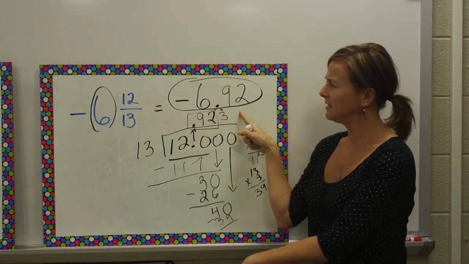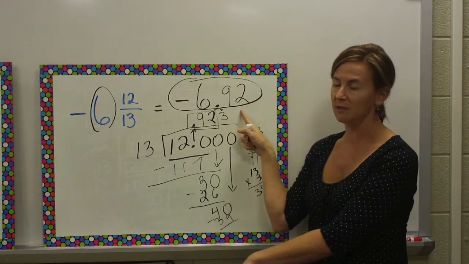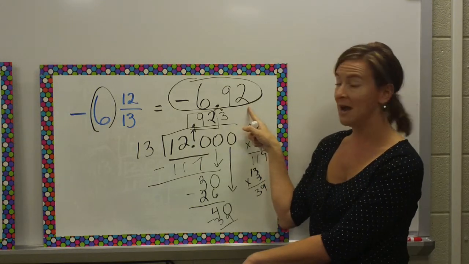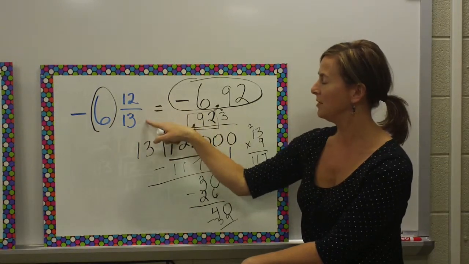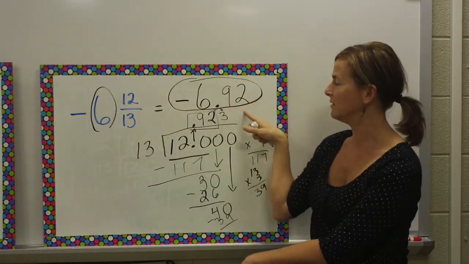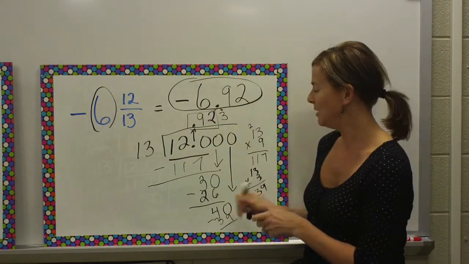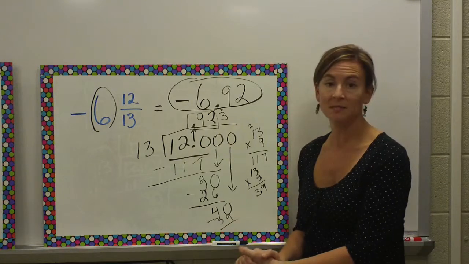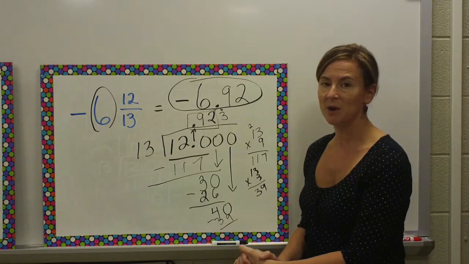6.92. If I think in terms of money, $6.92 is almost $7. If I compare 92 hundredths to 12 13ths, this is almost the whole thing. This is almost a whole dollar. So it makes sense to me that I'm probably correct. Make sure you have all of your practice problems shown on your guide, and we will continue practicing these problems in class.